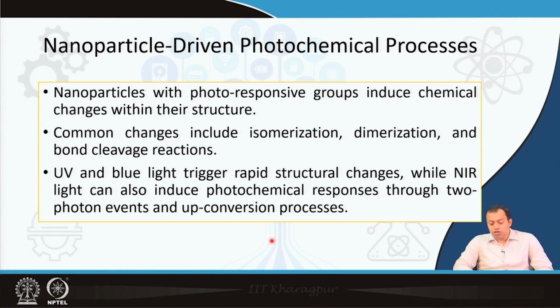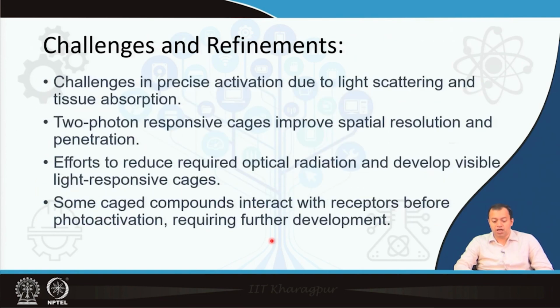What are the nanoparticle driven photochemical processes? Nanoparticles with photoresponsive groups induce chemical changes within their structure. Common changes include isomerization, the cis and trans forms changing, dimerization, and bond cleavage reactions. UV and blue light trigger rapid structural changes, whereas near infrared can also induce photochemical responses through two photon events, and upconversion and nonlinear processes can take place.